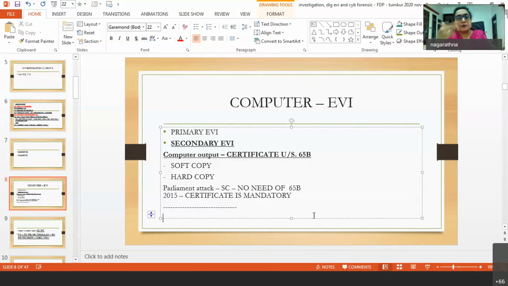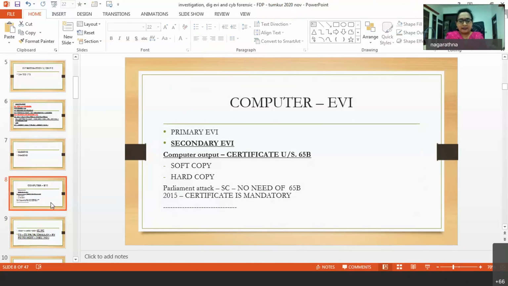Very recently, the Supreme Court has reiterated, it has again reconfirmed, that you need a certificate. So the certificate is mandatory. When do you need a certificate, I'll clarify. In this 2015 case, the court has very clearly said that if you're giving primary evidence itself, there's no need of 65B. When you don't give primary evidence and instead give copies, that's when 65B is necessary.